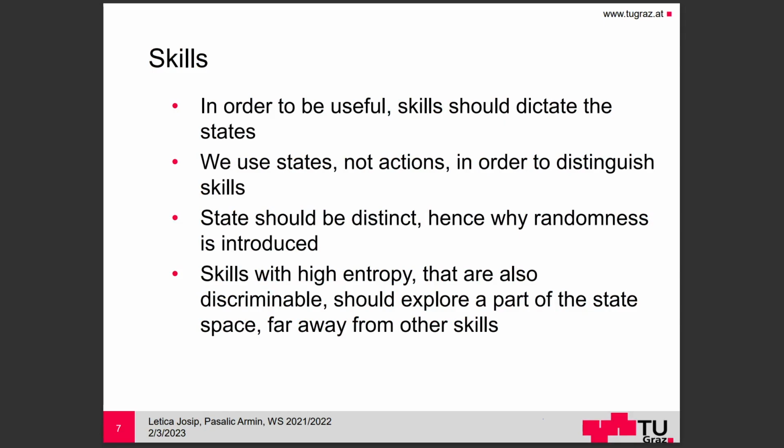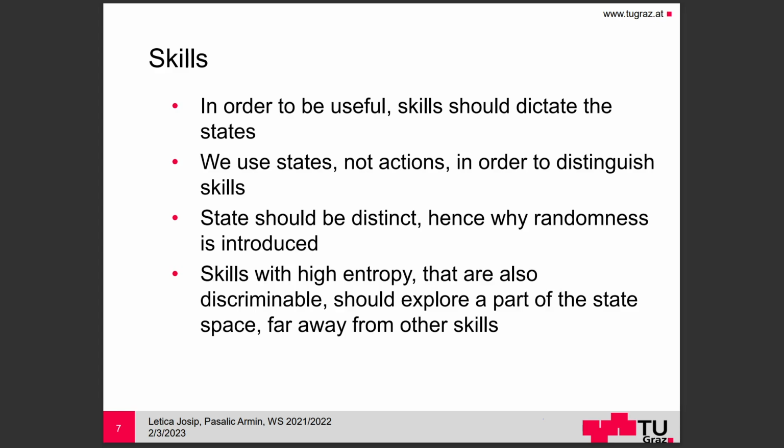So in order to be useful, our skills should be able to dictate the states. Furthermore, we want to use states and not actions in order to distinguish between our skills. And in the paper, the authors give an example of a robot grasping a cup. And as an outside observer, unless the cup moves, we would not be able to basically tell what was the amount of force that was applied to the given cup. So again, we want to use states, not actions, in order to distinguish between our skills.